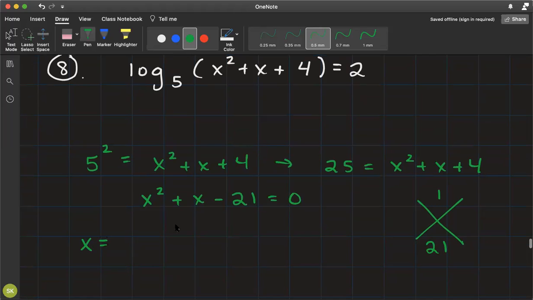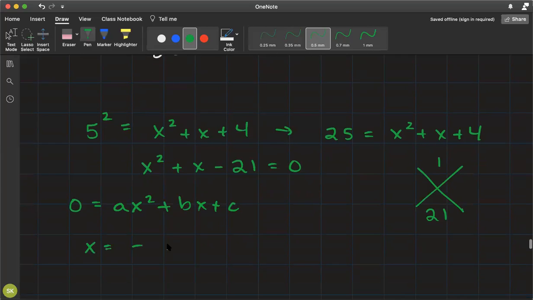So x is equal to, well here this is a, b, and c. Remember the quadratic formula. Let me write it here. The quadratic formula says if you have 0 is equal to ax squared plus bx plus c, then x is equal to the opposite of b plus or minus the root of b squared minus 4ac, all under that root, divided by 2a.